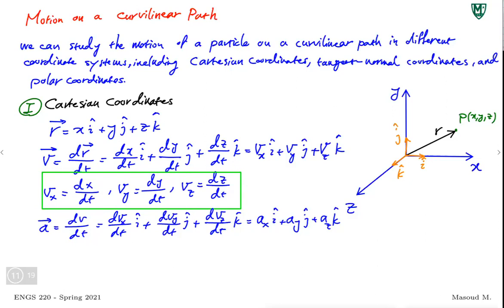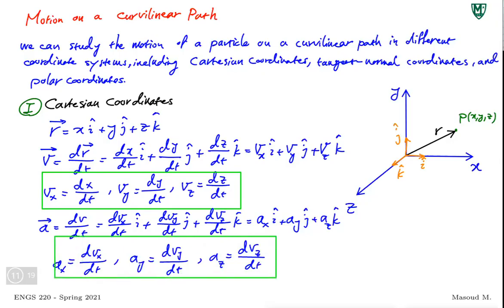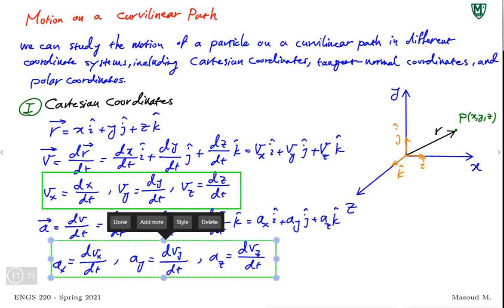Same story as velocity. ax is dvx/dt, ay is dvy/dt, and az is dvz/dt. Pretty much it. All right, nothing unusual there.